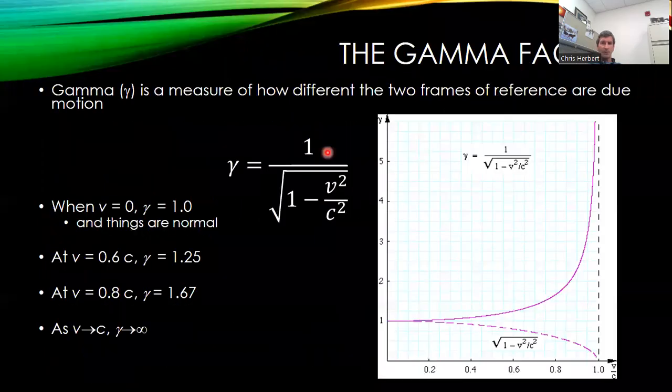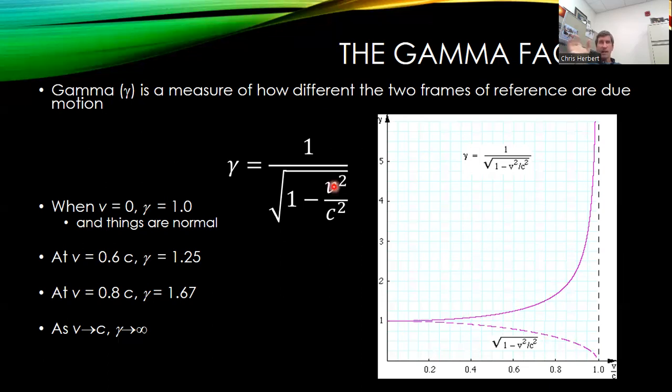Okay, let's go back to gamma. This gamma is something that we're going to be using throughout this chapter. And gamma is equal to 1 divided by the square root of 1 minus v squared over c squared. V represents the velocity of the frame of reference, which is moving with respect to ours. So for instance, when v is 0 or much less than the speed of light, gamma just becomes 1.